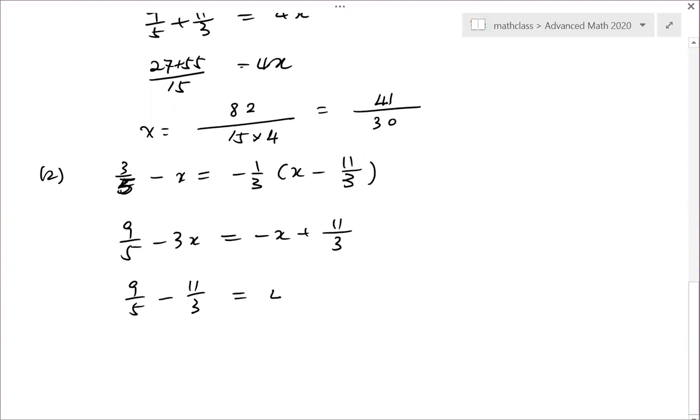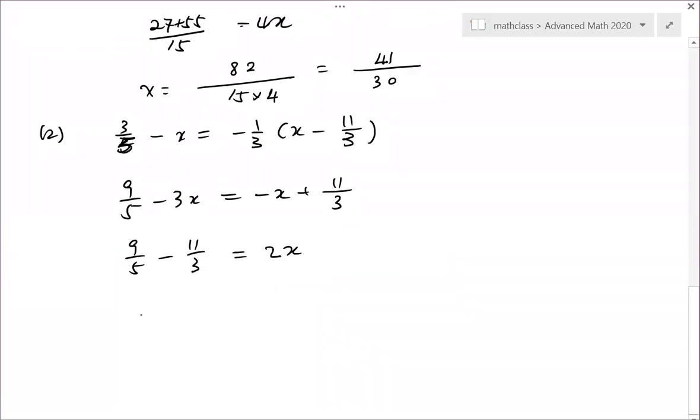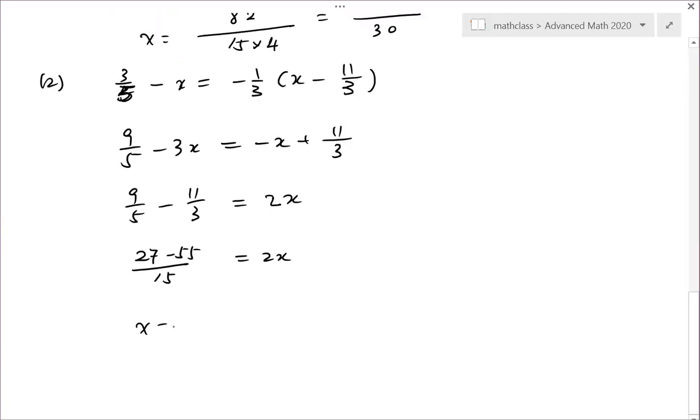Yeah, it's going to be 3x minus x, 2x. All right, let's combine these two numbers in fraction. 15. And okay, so x is going to be a negative number. Okay, and that is going to be, let's try. Okay, so 55 minus 27 will be 28. Right? 28 divided by 2 is 14 or 15.